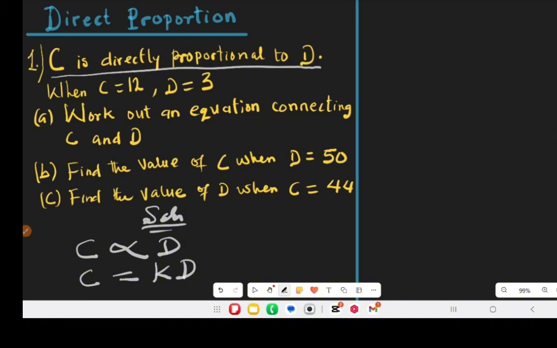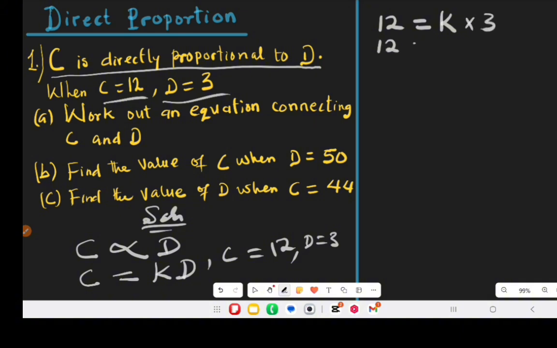Now, we know the value of C is equal to 12, which is given to us here, and D is equal to 3, which is as well given. Then we substitute the values 12 and 3 in place of C and D respectively into this expression. We have 12 equal to K, which is not given, which we just introduced, times D, which is 3. We have 12 equals K times 3, which gives us 3K.